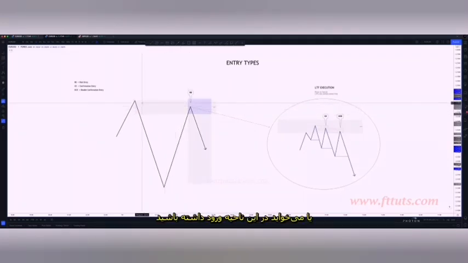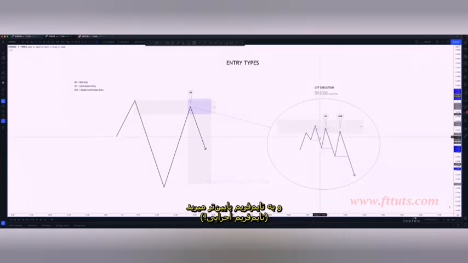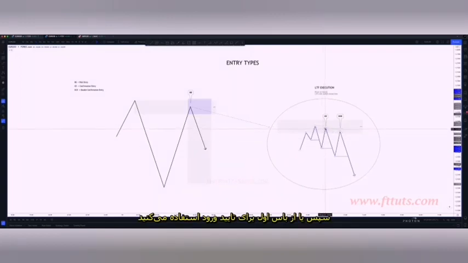You either just want to get in on that zone, you just want to enter anywhere on or within it, stop always goes behind, or you want to wait for a little bit more confirmation, you'll drop down to a lower time frame, your execution time frame, and then you can look to either just take that first break of structure to get the confirmation entry, or that double confirmation entry.